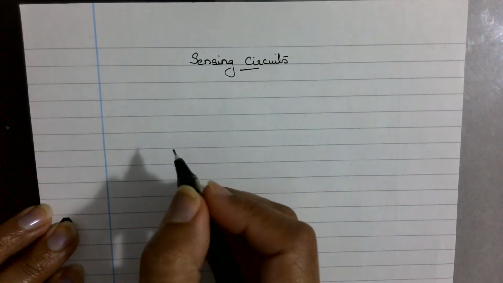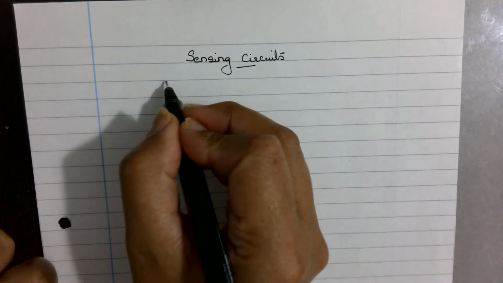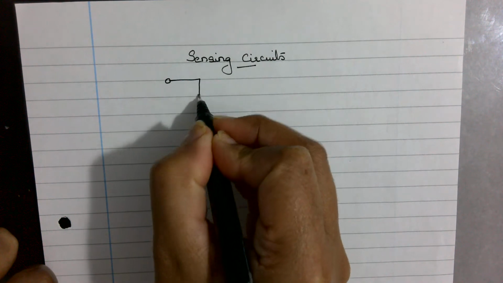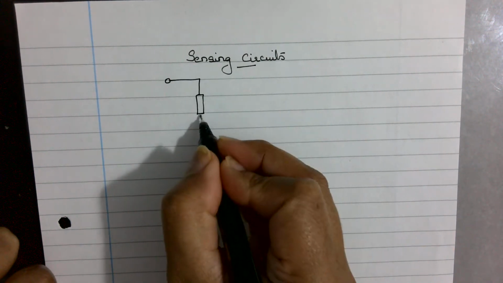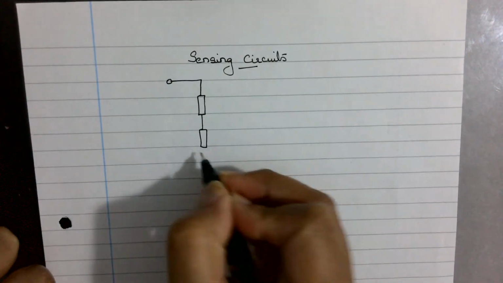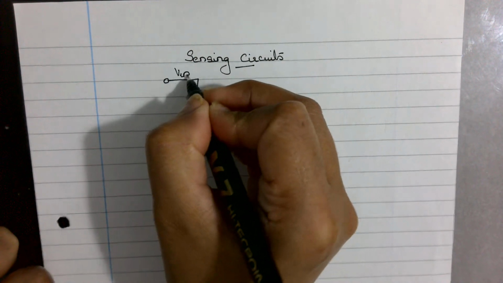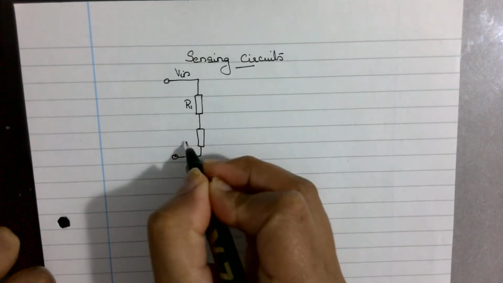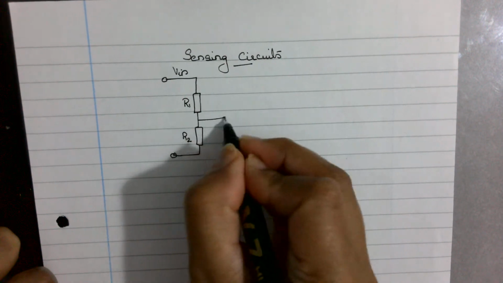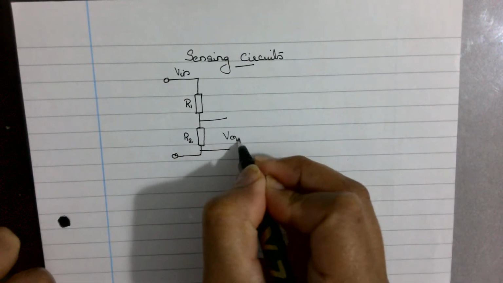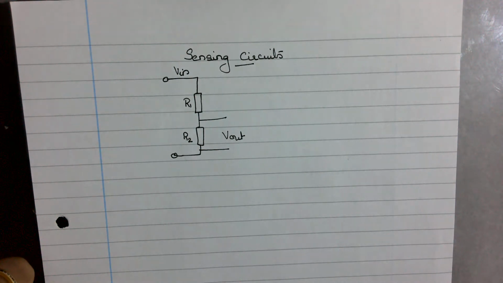Hello Year 12s. So we are moving on to the last part of current electricity, and that is sensing circuits. In the previous lesson we did a potential divider, where we said we can split the voltage based on the resistances we are choosing. Remember? So this was the circuit we used. We had the V in given here. We had two resistors R1 and R2, and we take the output from here. So this is what we saw in the previous lesson.